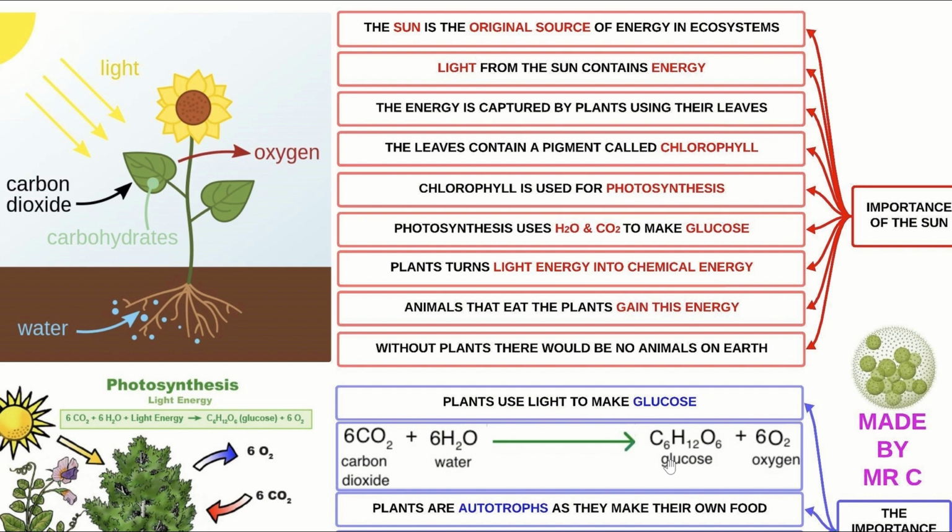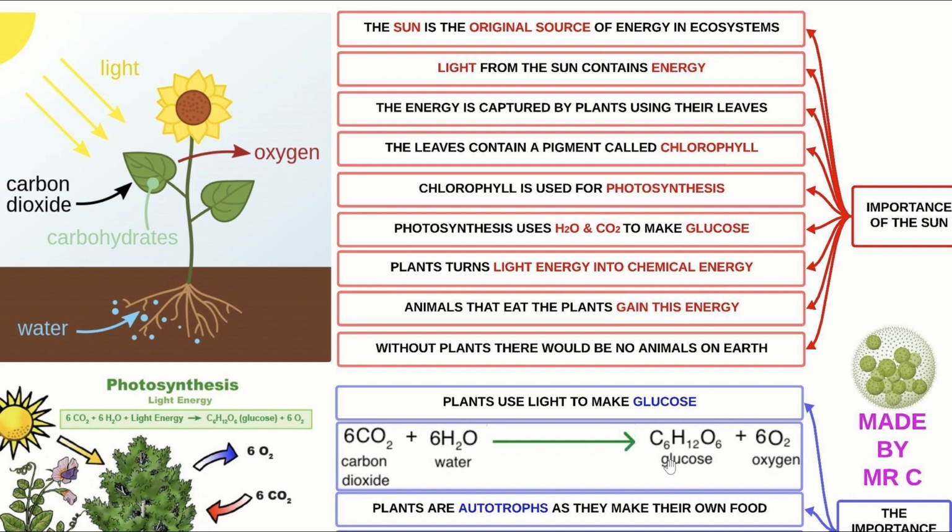The sun is the original source of all energy in ecosystems. Light from the sun contains energy. The energy is captured by plants using their leaves. The leaves contain the pigment chlorophyll. Chlorophyll is used for photosynthesis. Photosynthesis uses water and carbon dioxide to make glucose.